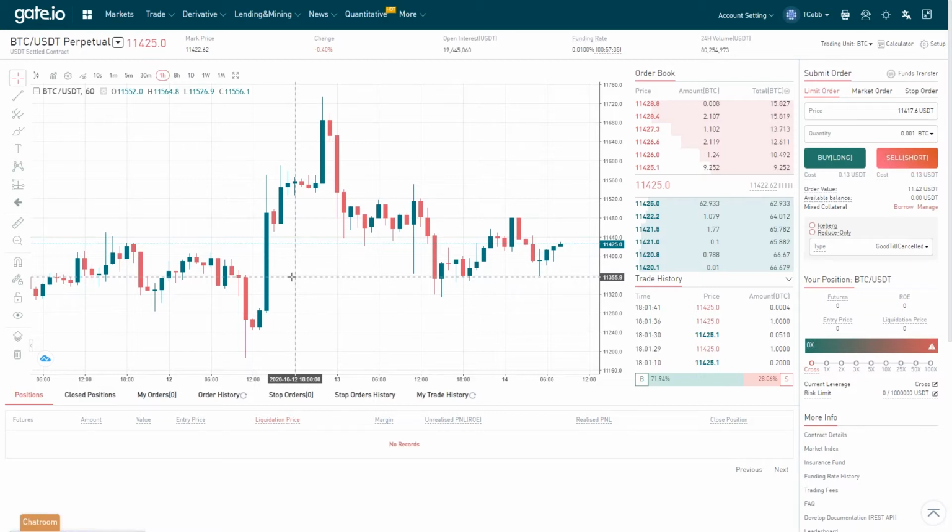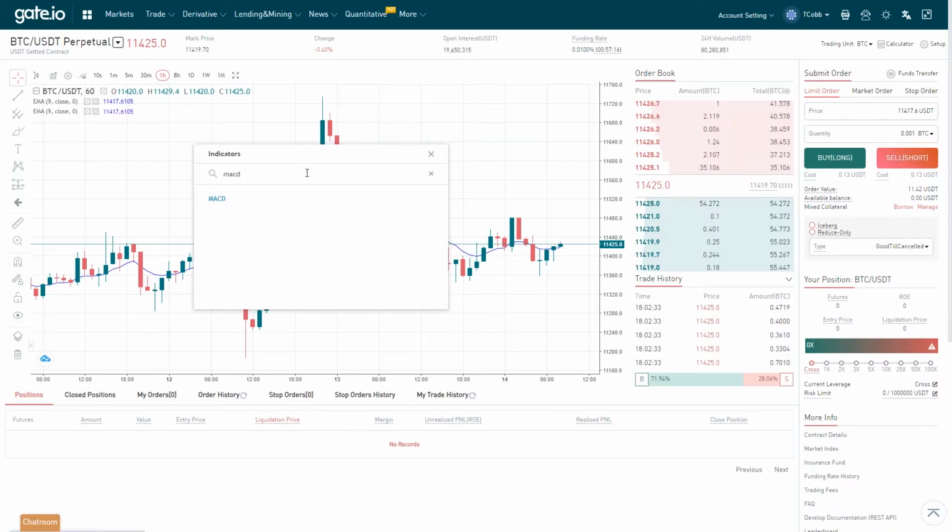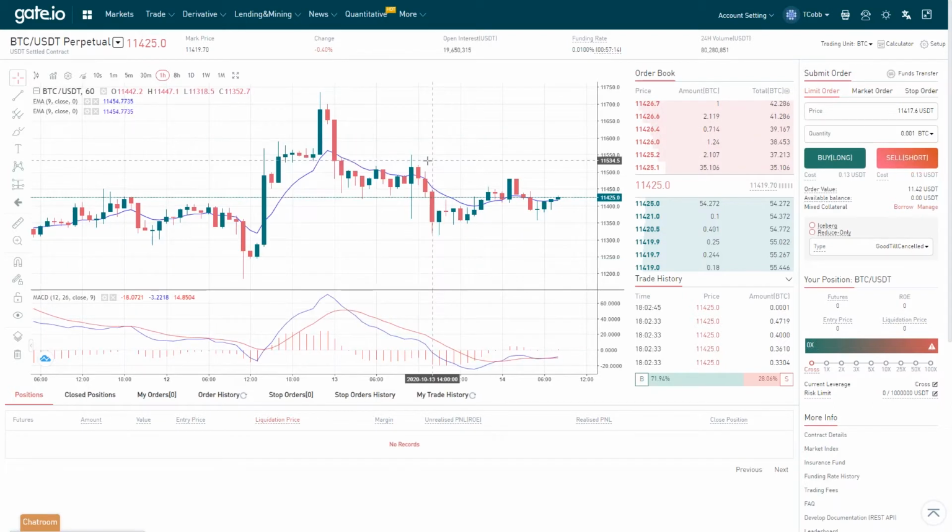So first things first, I'm going to come up here to indicators and click. I'm going to type in moving average, and we're going to go for the exponential. We're going to click it twice, so we get 2 up there. And I'm also going to put in MACD. And there it is. Now that's all I use. That's all I use.